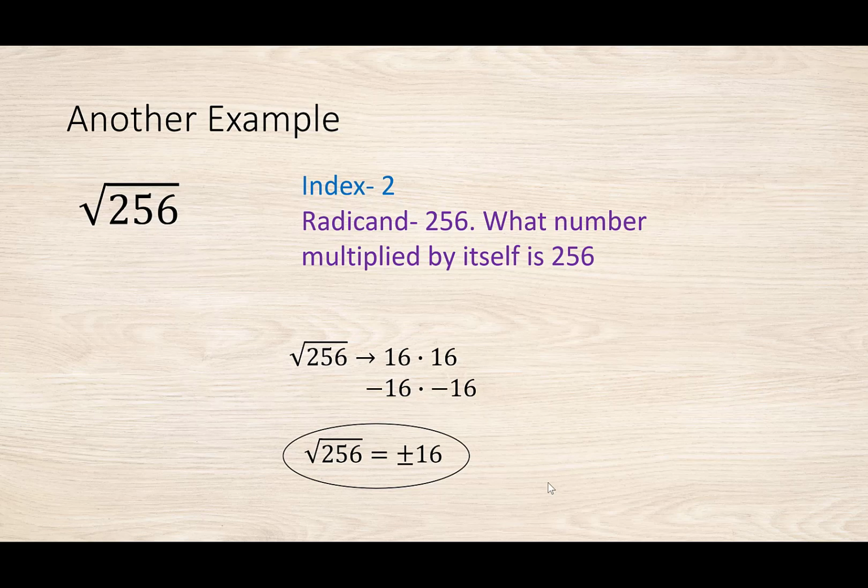So let's look at another example here. This time we have the square root of 256. Again, our index is invisible, so it's 2 automatically. It's a square root. And our radicand is 256. So we have to figure out what number multiplied by itself is 256. Well, 256 is made up of 16 times 16, but it's also made up of negative 16 times negative 16. So again, square roots will always have two answers, the positive and the negative. So we're going to say that the square root of 256 is plus or minus 16.